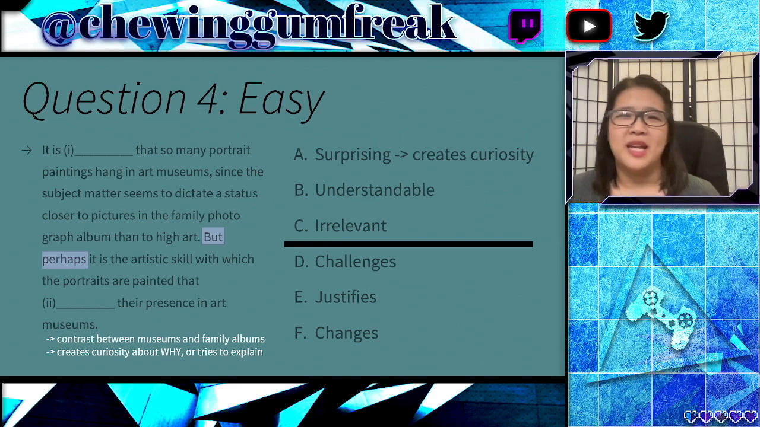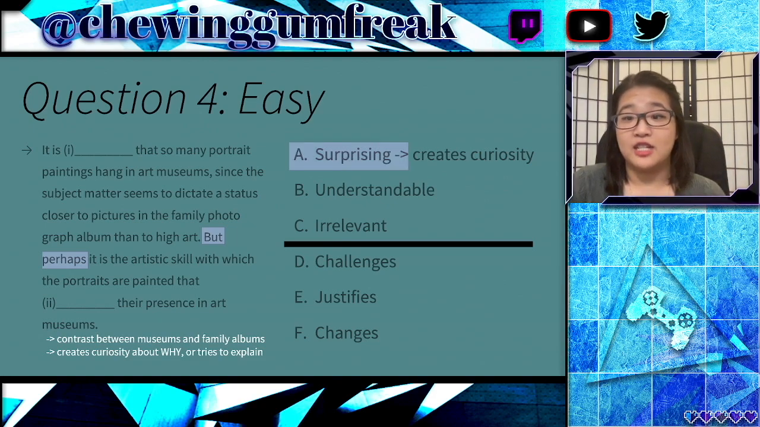For the other option, changes, this just doesn't really make sense overall because there's no change in the artistic skill, there's no change in the presence of portraits in art museums, and there's no indication of any sort of difference over time or anything that suggests a change. So here it's really just making sure that the sentences don't really mention that idea at all. Just like choice C, irrelevant, wasn't mentioned in this paragraph either. For blank 2, the correct answer is justifies.